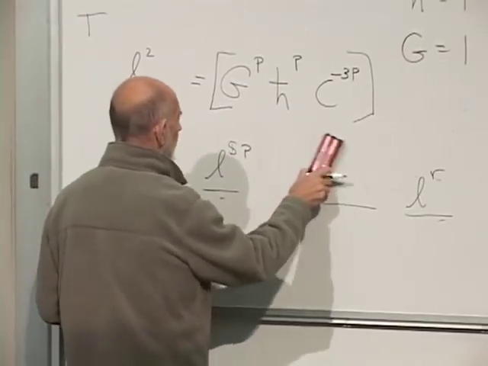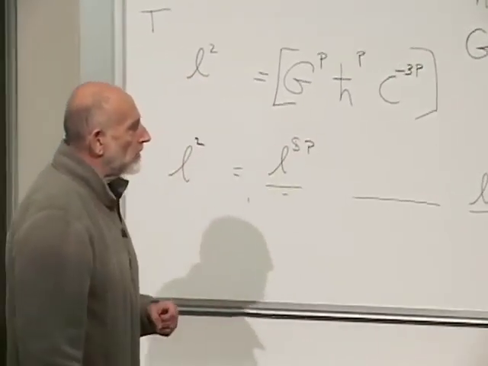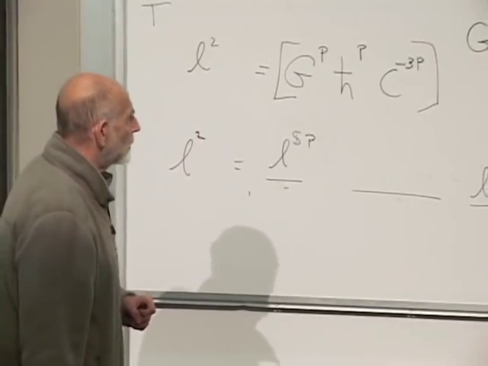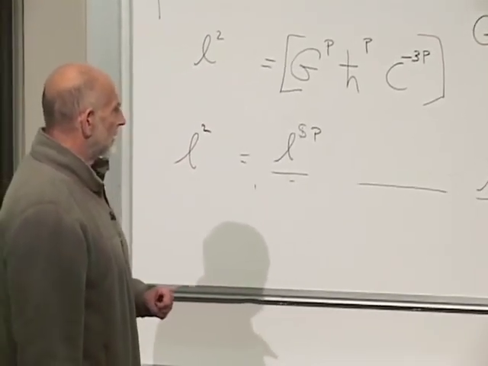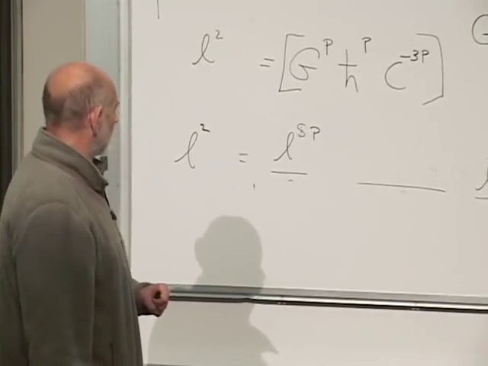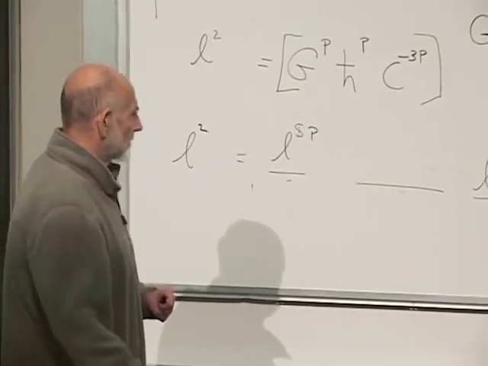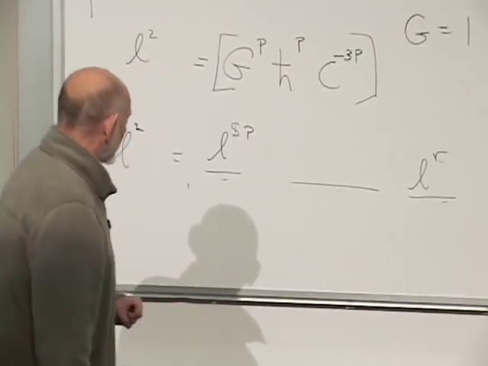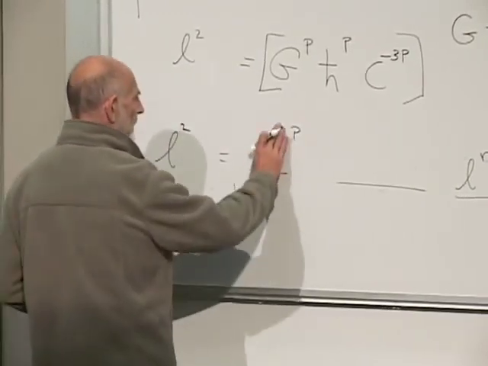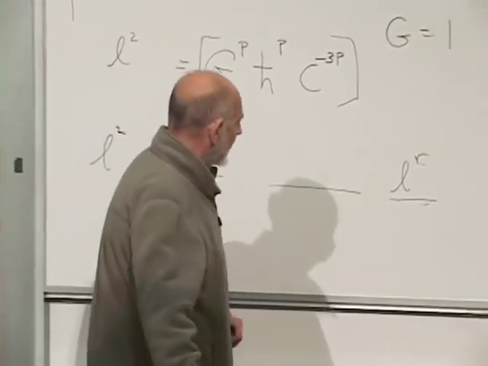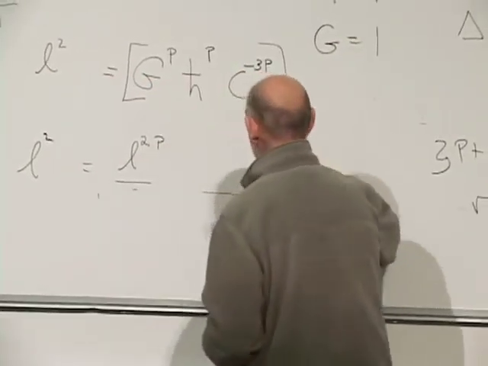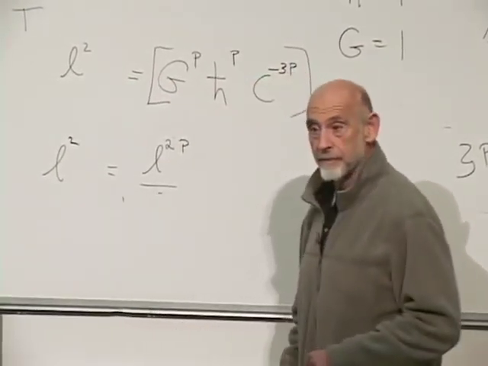L to the 2q, that's taken care of. And now r is what? r is equal to minus 3p. Yeah, and you're done. 5p minus 3p is 2p. Altogether 2p. And that now tells us what p is. p is equal to 1.